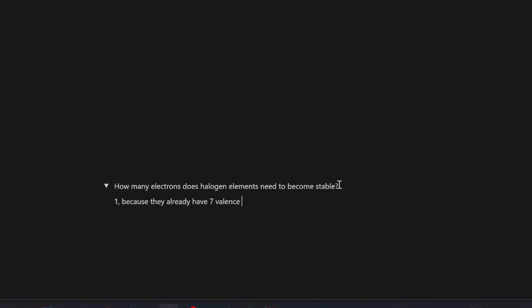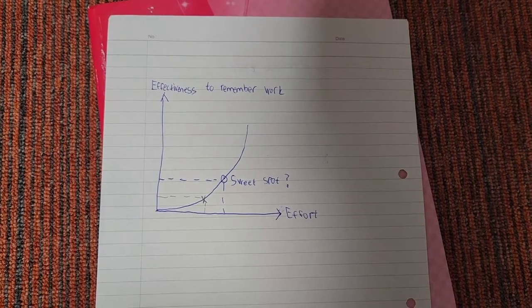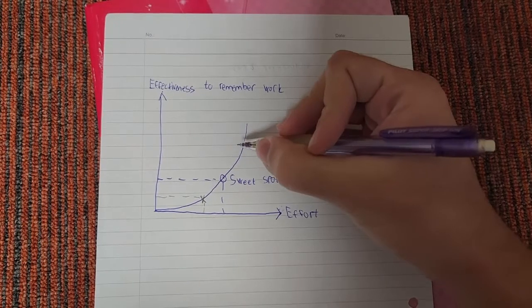So the next time I would revise, I would first look at the question and then I'll be practicing active recall by thinking of the answer. And when I think of the answer, then only I'll open the toggle and we'll see if the answer that I thought is actually the correct answer. Active recall does take a lot of effort, but it is also effective as well. So I'm putting it over here.